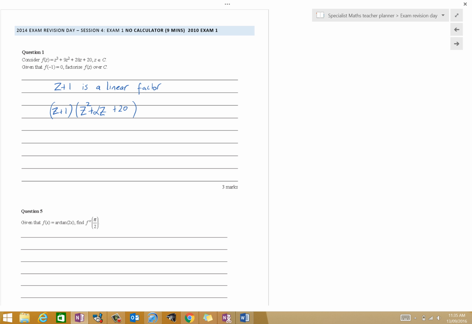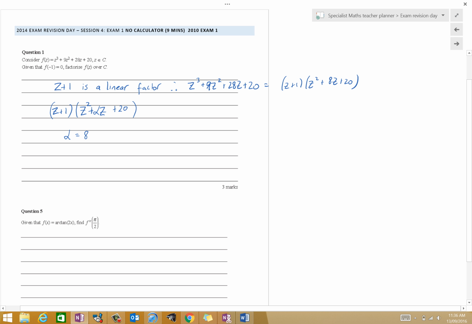What's alpha going to be? 8. Alpha's going to be 8. Okay, and so I'd write that out. So alpha is equal to 8, just showing that you've worked that out, and we've done it by inspection. So therefore, what we have is z cubed plus 9z squared plus 28z plus 20 is equal to (z plus 1)(z squared plus 8z plus 20).